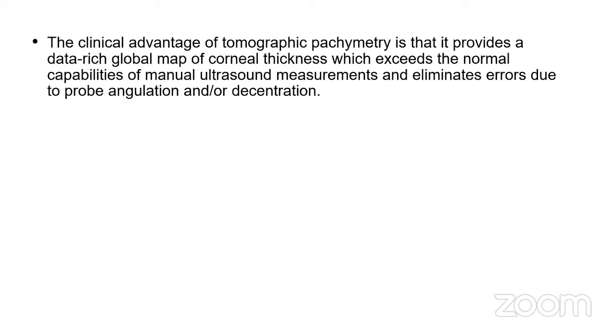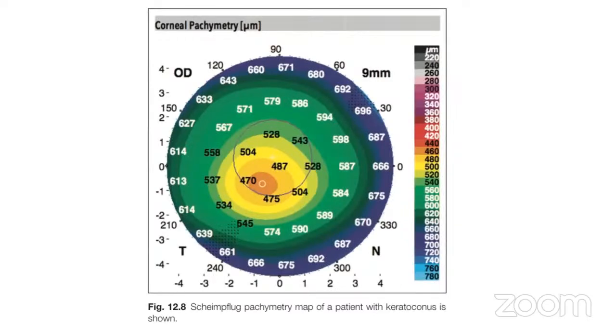The clinical advantage of tomographic pachymetry is that it provides a data-rich global map of corneal thickness, which exceeds the normal capabilities of manual ultrasound measurements and eliminates errors due to probe angulation or decentration. This is the pachymetry map of a keratoconus patient, where the thinnest point, that is 470 microns, is seen at the center part of the cornea.